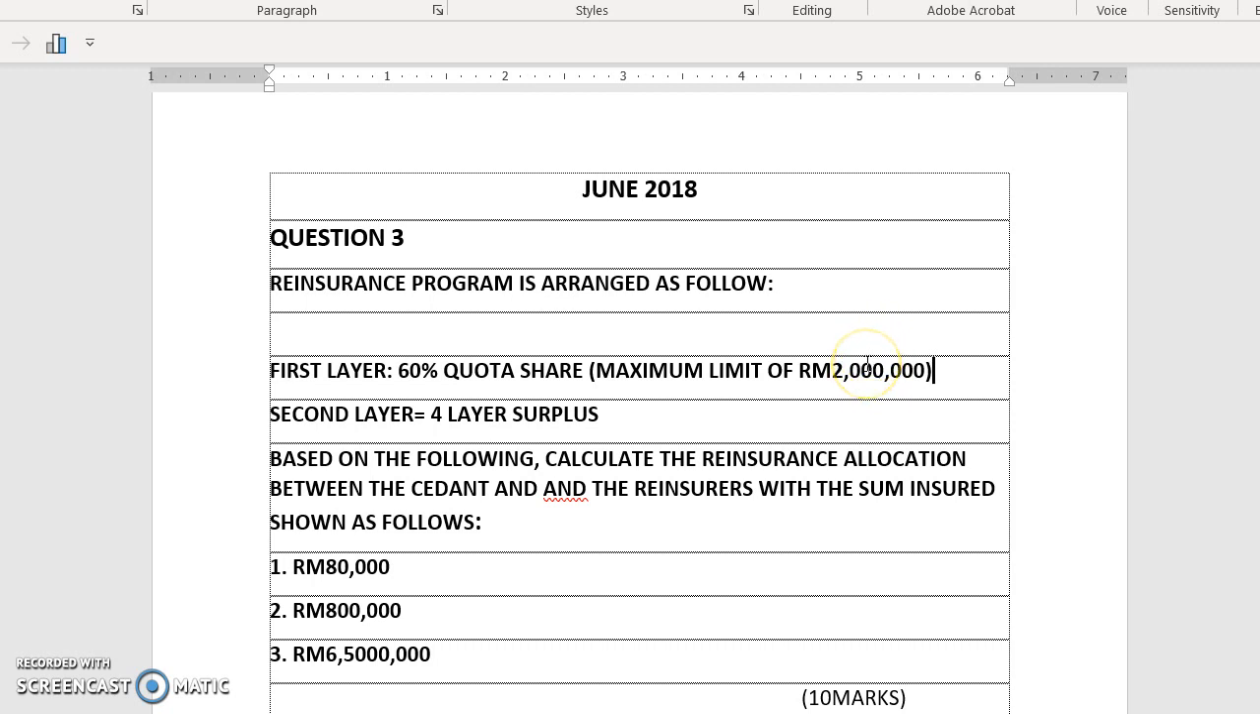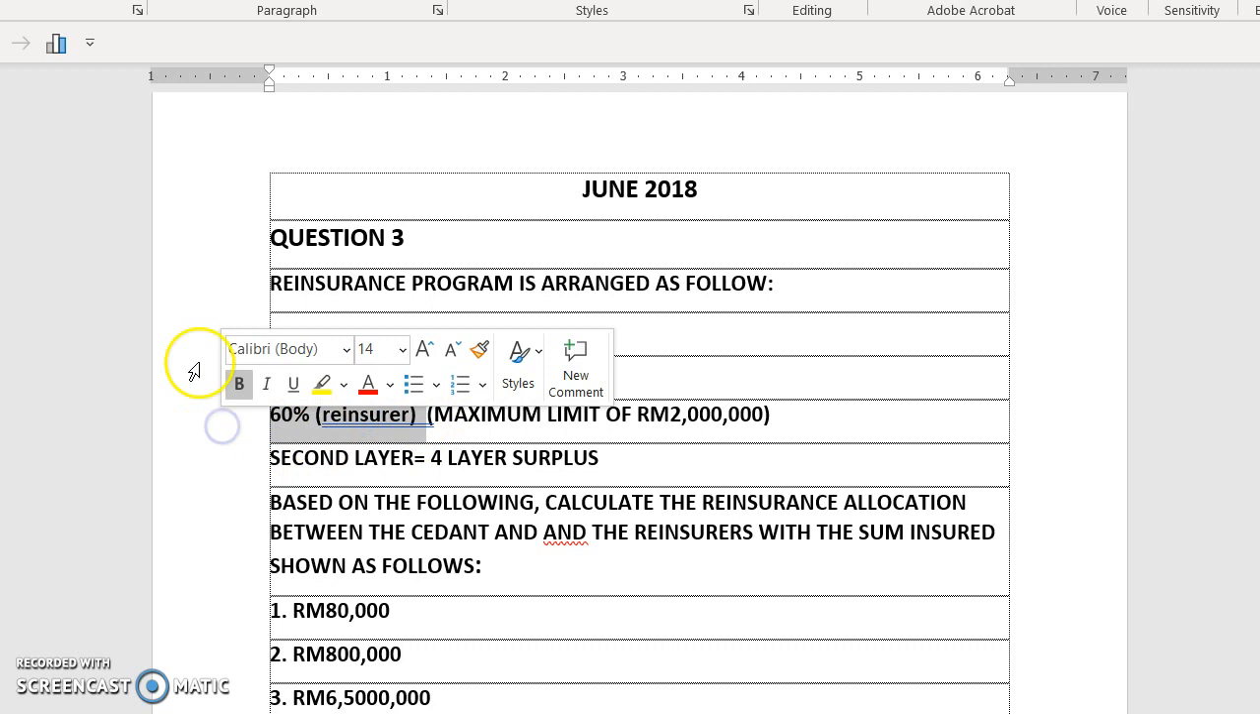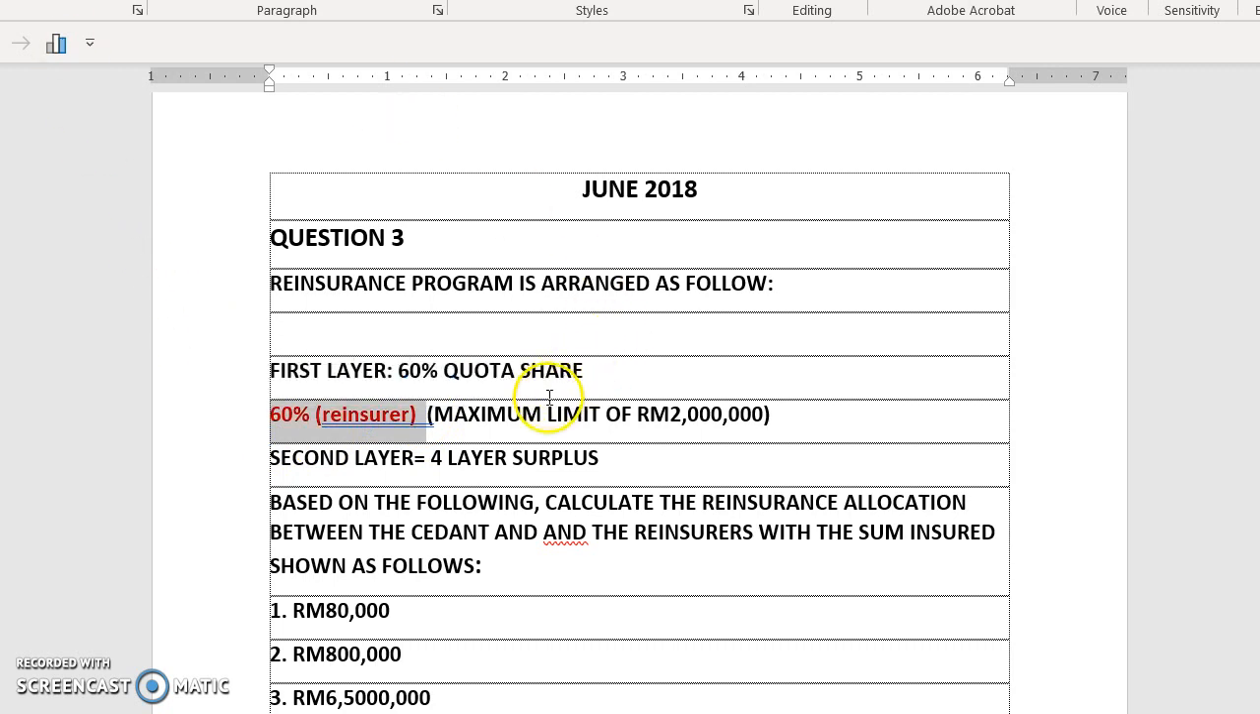Maximum amount of losses of 2 million, meaning if the customer wants to make any claim, the limit, the maximum sum insured, is 2 million. For the 60% quota share, this 60% will be paid by the reinsurer company. They will pay 60% of the amount of loss. So this is the meaning of the quota share.